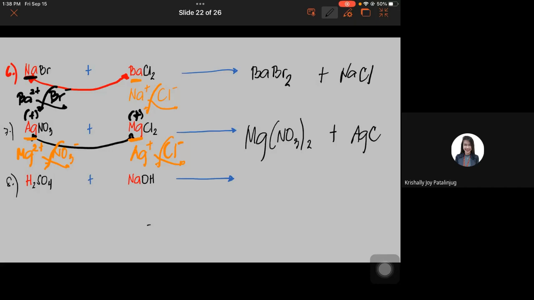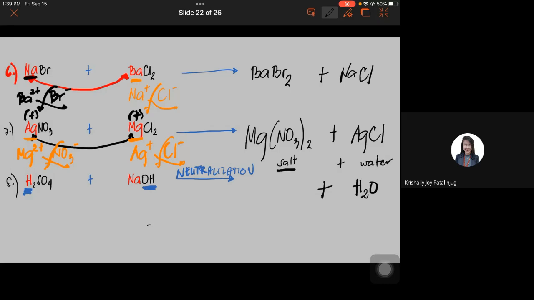Ayan. And last. The last example is specifically neutralization, another neutralization type of reaction. Diba? Observe that sulfuric acid is reacted to a base, which is sodium hydroxide. If it contains OH, it is a base. Then, if it is reacted to acid, then neutralization happens. And what's the product kapag neutralization? You produce salt and water. So automatic, there is a water as part of the product.